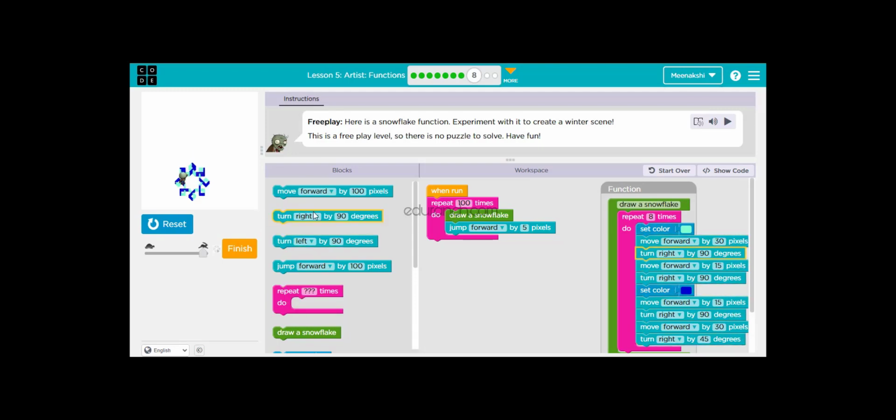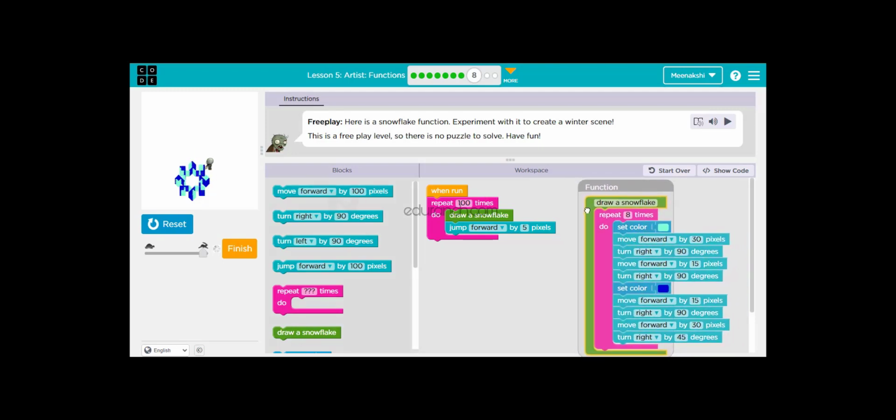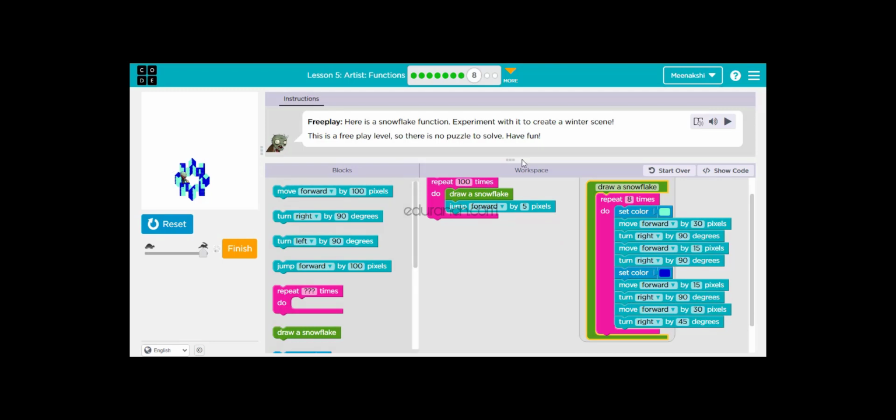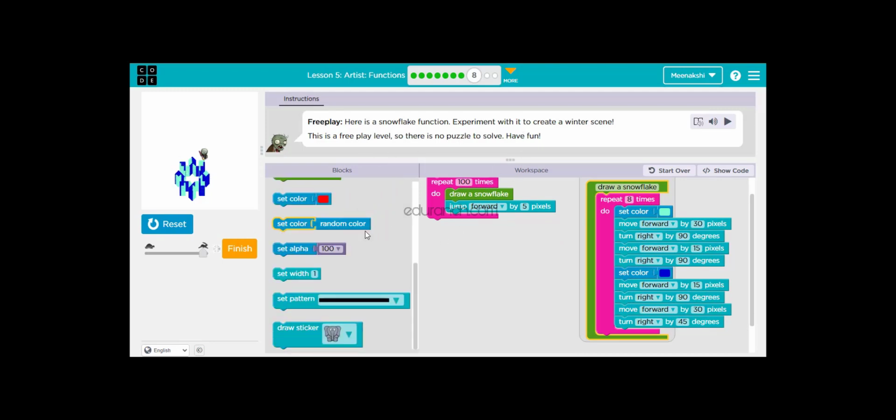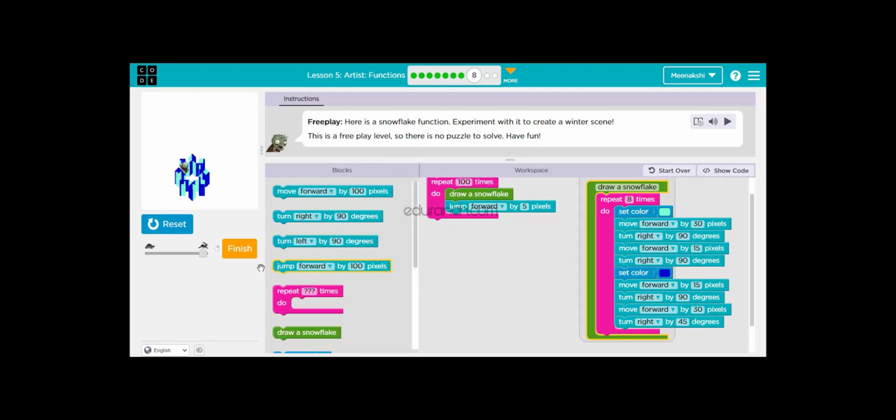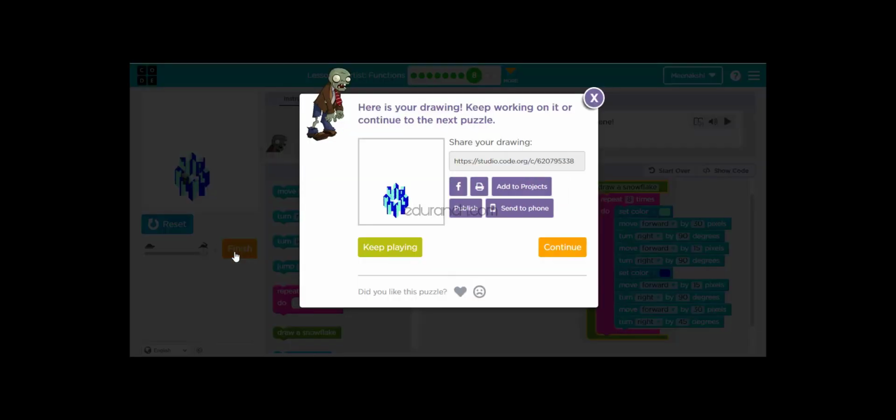This puzzle is free play, so it means that you can do anything in this puzzle. It does not have a goal. Once you're done playing with all the blocks and making your own design, you can always press the finish block and publish it or send it to your phone or publish it on other social media.